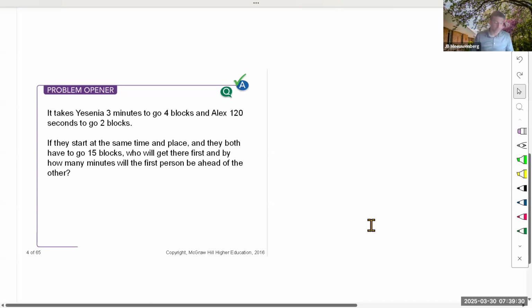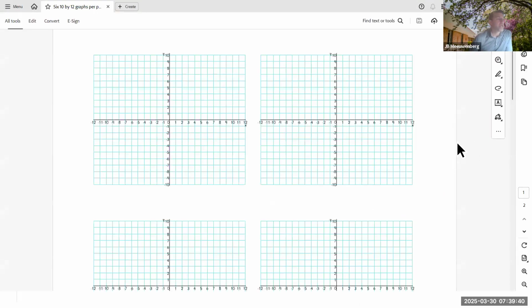Another thing that I want to do is point out a couple tools that I'll be utilizing. These are all in your Blackboard section. One of them is a page of 10 by 12 graphs. So if you are somebody who likes to be working out on paper, you can print these out. I use these in class all the time. And so these are there for you to work with.